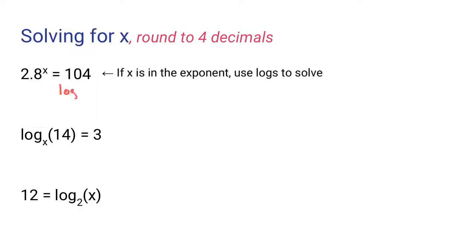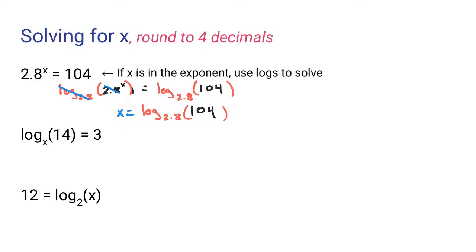So we're going to do log base 2.8 of that 2.8 to the x, and you're going to do that on both sides. Right, so you're going to set that equal to log base 2.8 of the right side, which was 104. And the whole point of doing a logarithm of an exponential is that they have the same base, so that this log base 2.8 and that 2.8 cancel, and you're left with just x equals your log base 2.8 of 104.